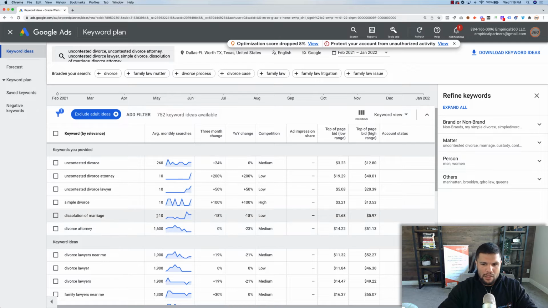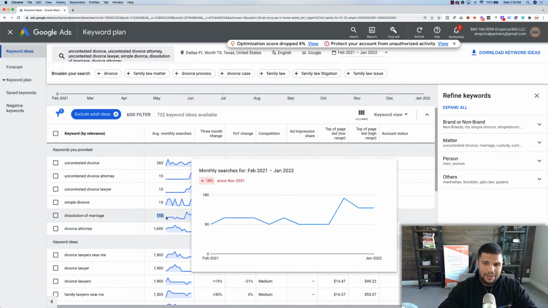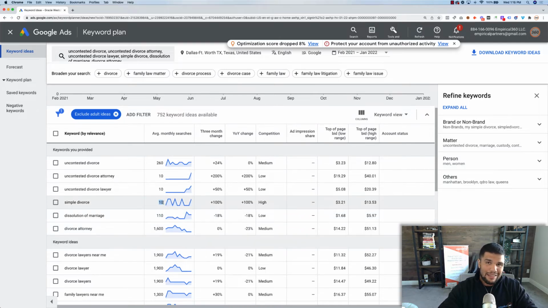Now, by comparison, the word dissolution of marriage has 110. Simple divorce has 10. Uncontested divorce lawyer has 10. Uncontested divorce attorney has 10. And uncontested divorce, the broad keyword, has 260.